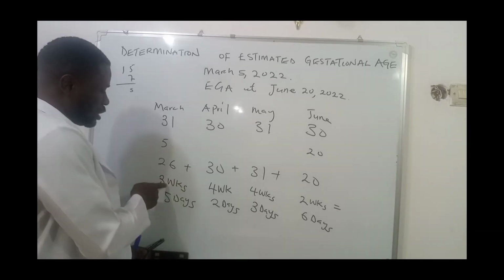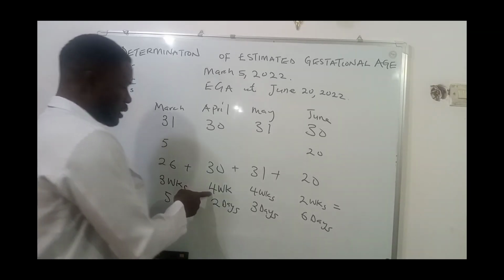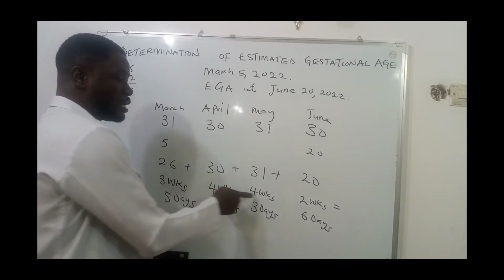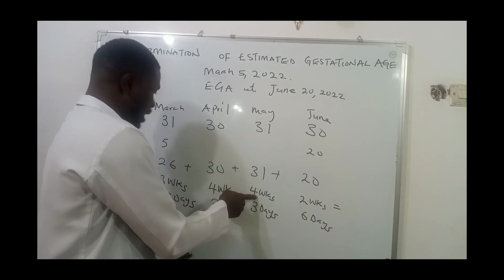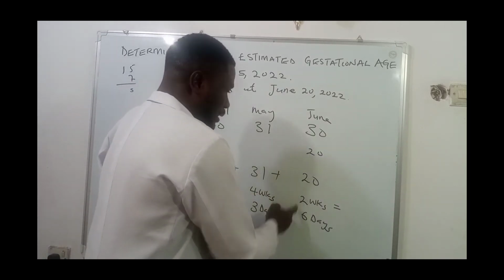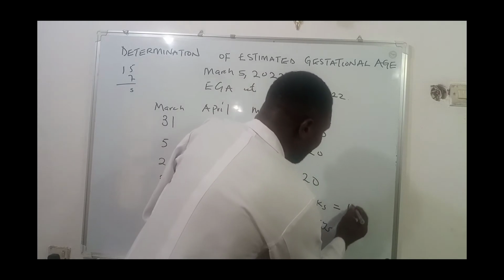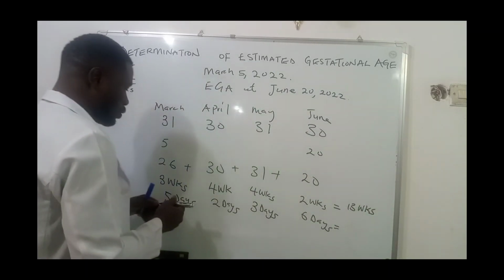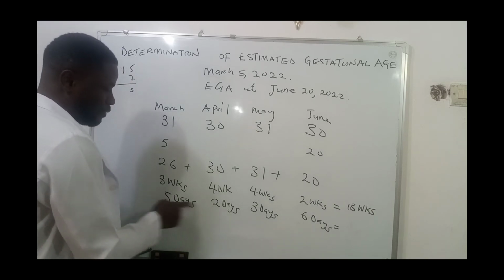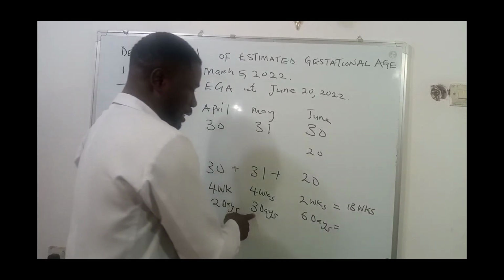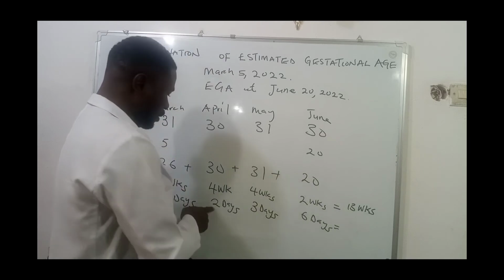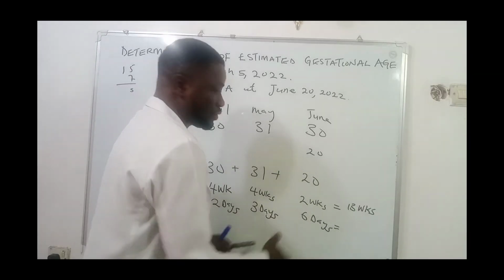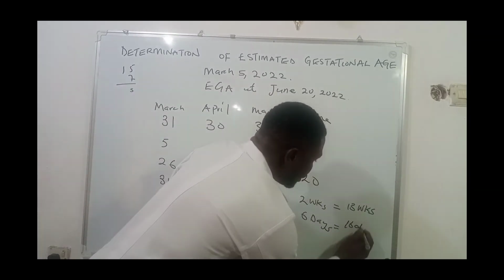Now, if you check this, 3 plus this will be 12. 3 plus this is 7. 7 here will be what? 11. 11 here will be what? 13. So you have here 13 weeks. If you have also the days, 5 plus this is 7, this is 10, this will be what? 16. You have 16 days.